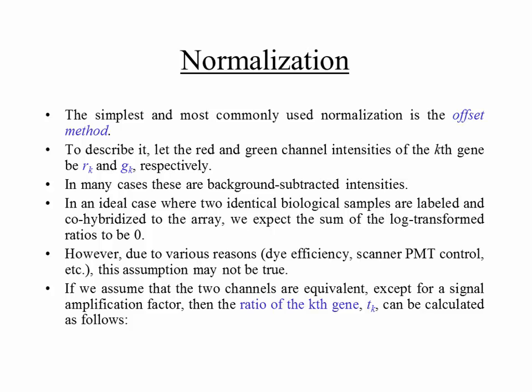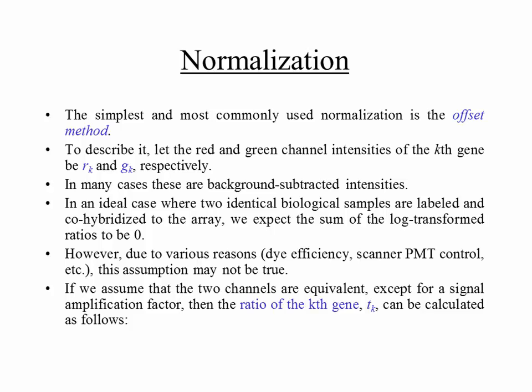So the simplest and the most commonly used normalization is what is called the offset method, right? To describe it, now suppose you have a situation where you have a microarray with thousands of spots on it, or probes on it, but the two samples that you're looking at are one and the same. You just take part of the same sample, label it with green, and then label it with red, then get it to hybridize on the different spots on the microarray, right?